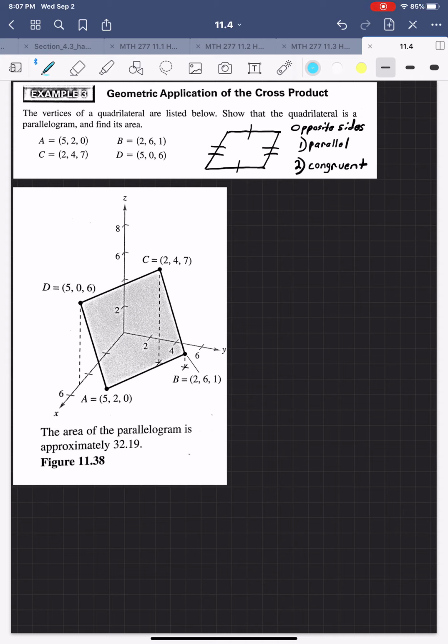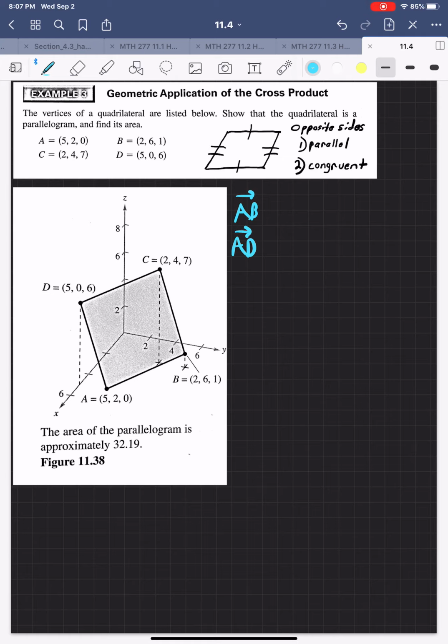The way I'm going to view this is I'm going to start, and it's somewhat arbitrary, from point A, and I'm going to form a vector from A to B, and I'm going to form a vector from A to D. That's my first job. So vector A to B and vector A to D.